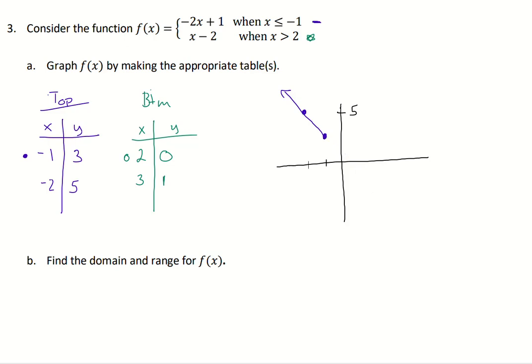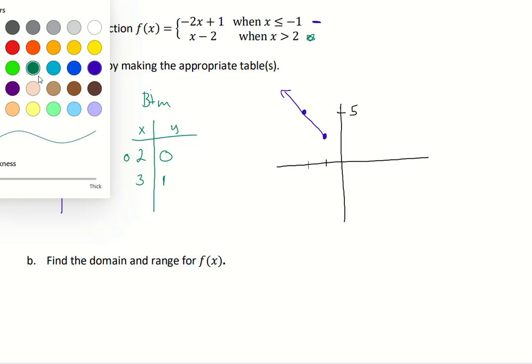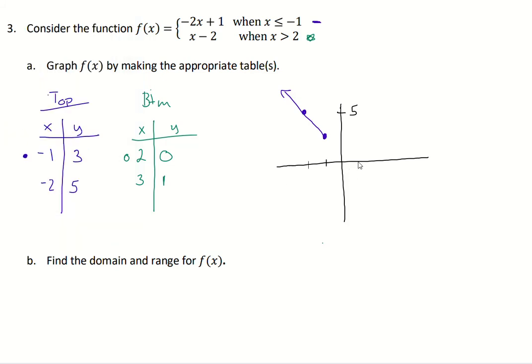For the second one, I'm going to plot both points, and let's just see. I get the point (2, 0). So there's 1 and 2. There's (2, 0). And then (3, 1) would be about right here. Where should I put my pencil to start?